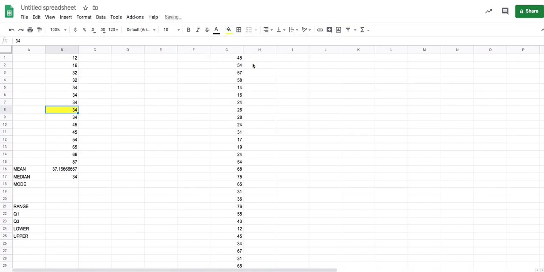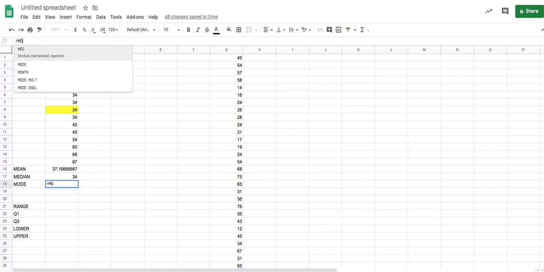It's 84, so let's highlight that. All right, so let's go to mode. Now I left a few spaces for mode just in case there's more than one mode. So what we have to do is type in, again, mode is highlighted. I go up to the function bar, I type in equal mode, but then I'm going to hit dot mult, which just means if there's multiple modes, it'll give me multiple modes.